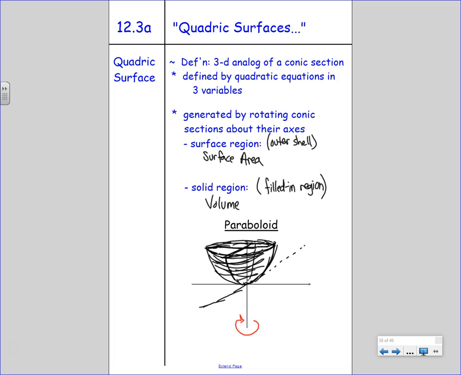I mean, you guys can think, we just had Easter, right? So the surface region would be similar to one of those plastic Easter eggs. Open it up and hopefully there's stuff inside. Solid would be like, oh, it's one of the hard-boiled ones. Yay. Because it's all filled in. So we have the surface region, which is just the outer shell, or the solid region, which is called the volume. But how did I get this paraboloid again?